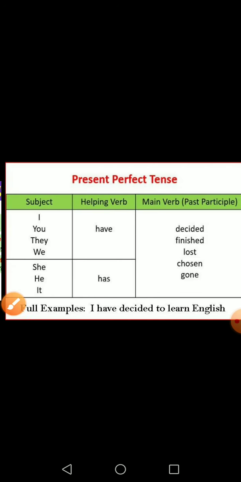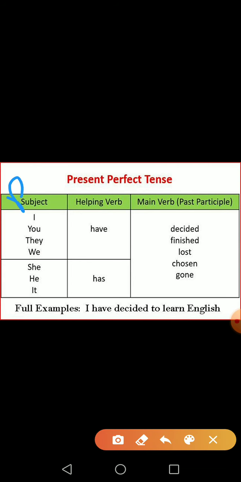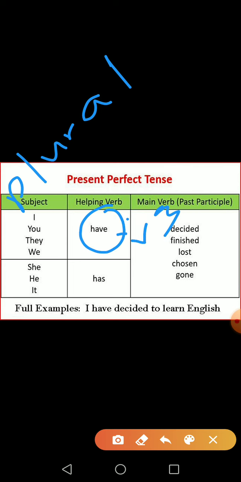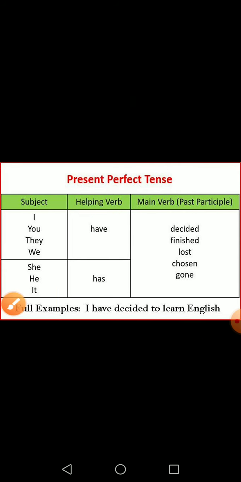Okay, let's move to the form of the present perfect. Subject, if it's plural, that means we have to use have plus verb 3. If it's singular, we have to use has plus verb 3. Not verb 1, not ing, verb 3.